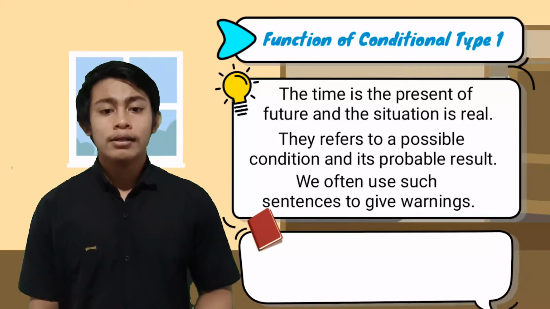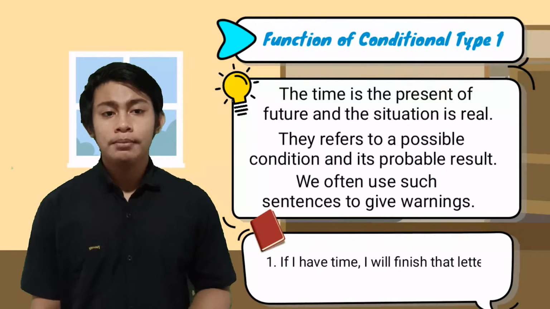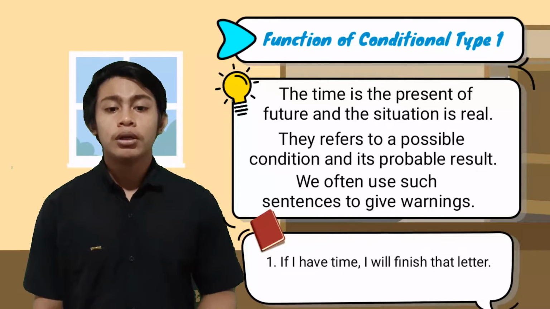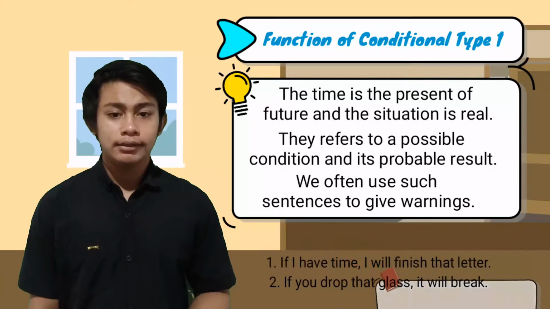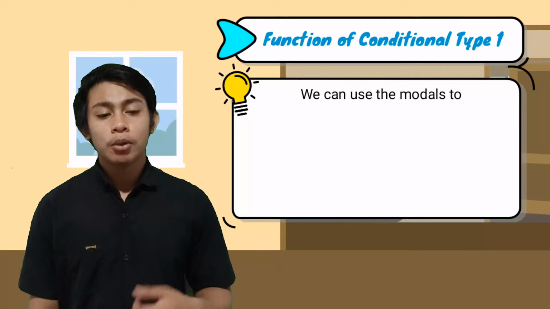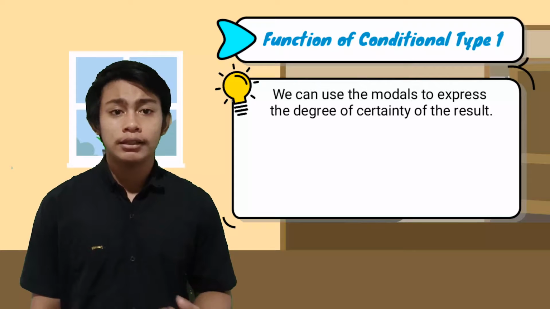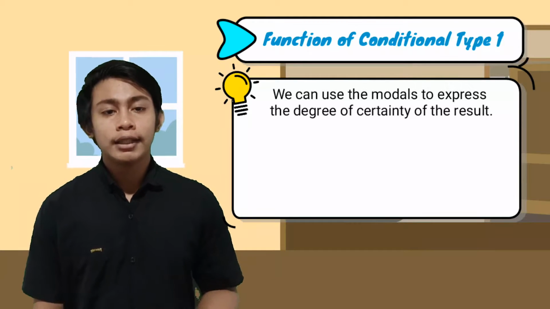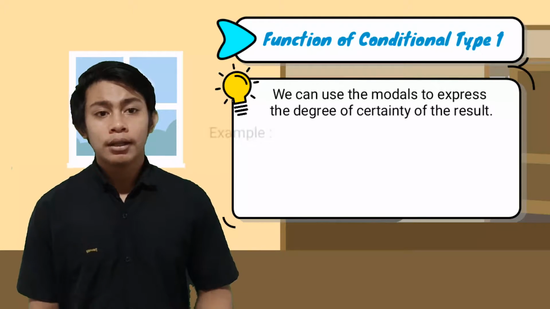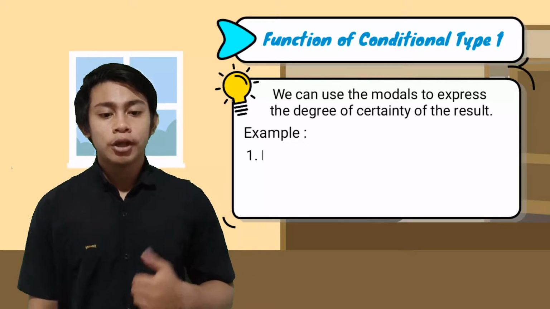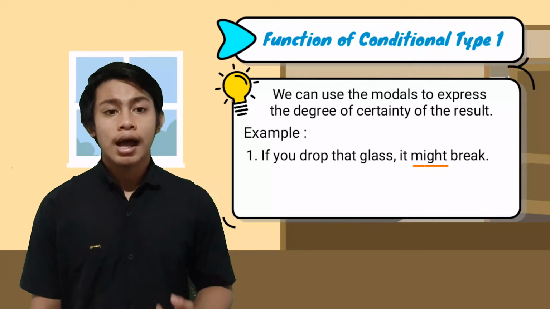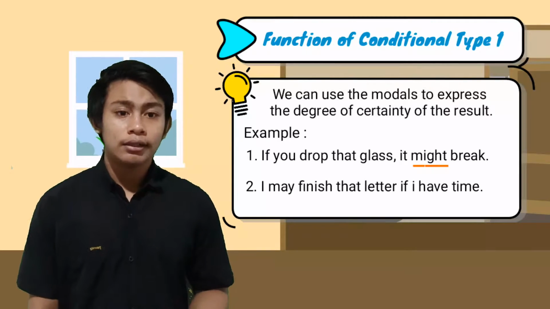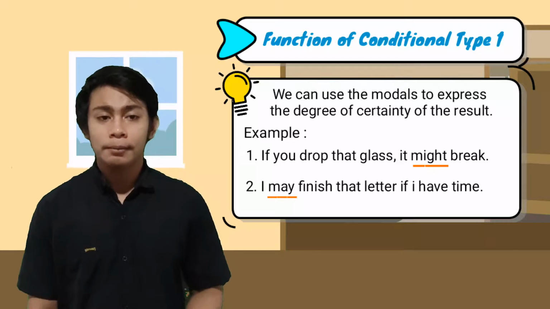Example, number 1, if I have time, I will finish that letter. Number 2, if you drop that glass, it will break. We can use modals to express the degree of certainty of the result. Example, number 1, if you drop that glass, it might break. And number 2, I might finish that letter if I have time.